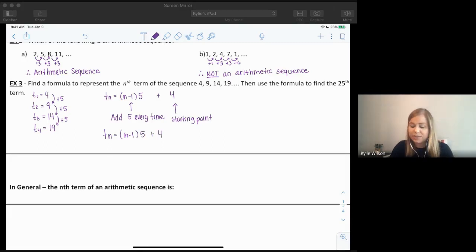And now let's use that to find our 25th term. So now instead of writing an n, I'm just going to write 25.